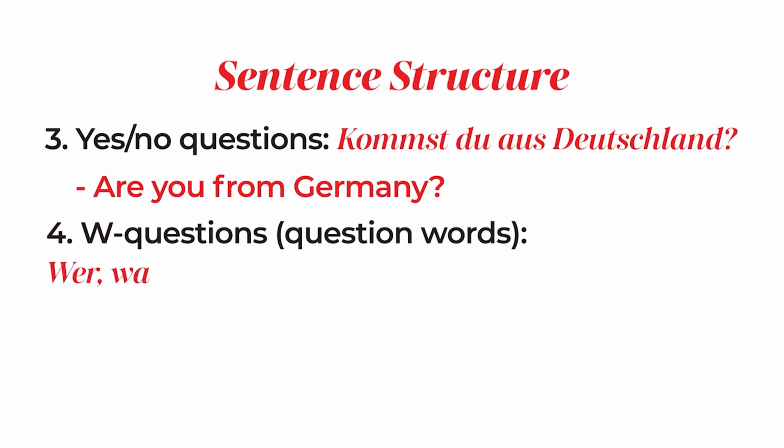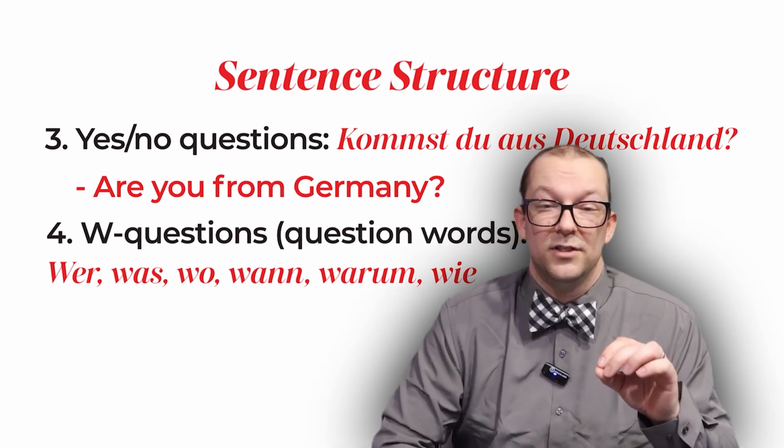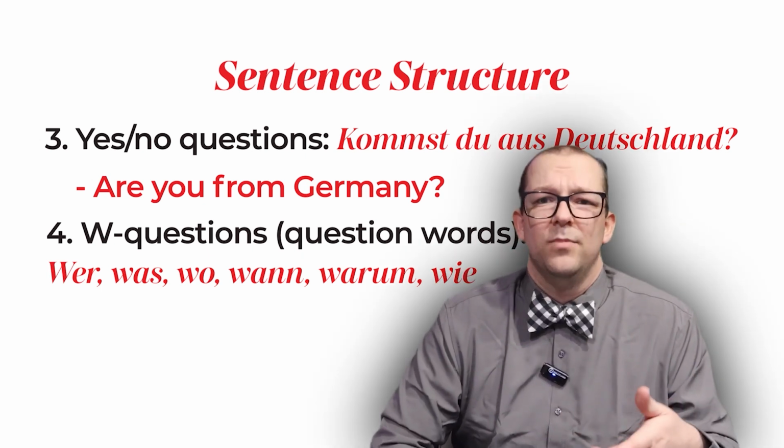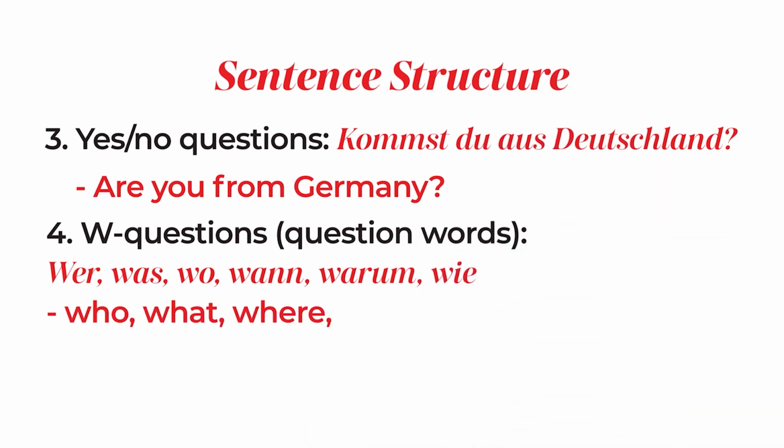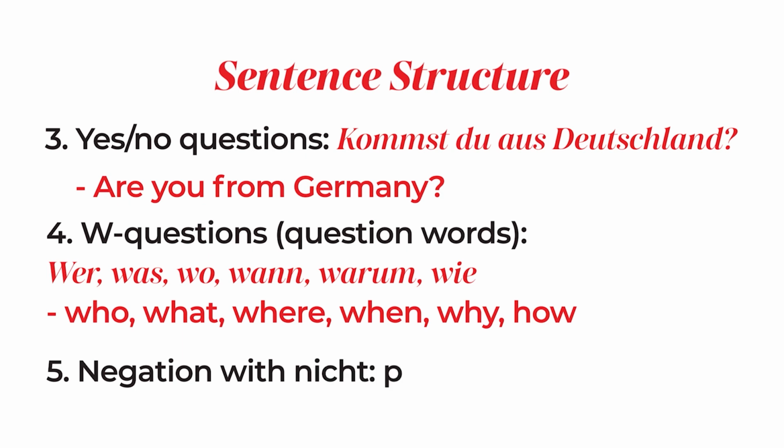Wer, was, wo, wann, warum, wie. Those are the ones that you need to focus on at this level. There are more complicated question words you can do later. This includes who, what, where, when, why, and how. Negation with nicht, as in where to put that word in the sentence.